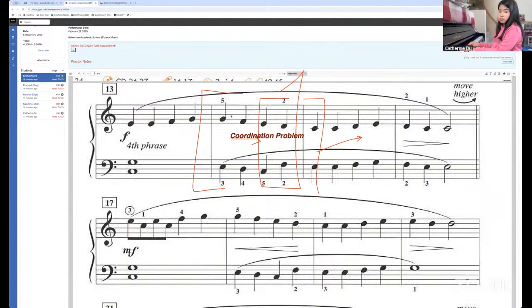So if you can try to go twice as slow as that. So, bum bum. That's it. Yeah, it's okay. That's a coordination problem. This is normal. Perfectly normal. Try again.